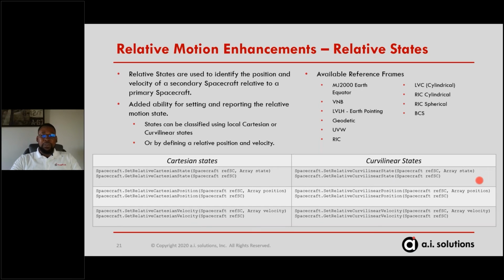As a note though, if you wanted to report the position and velocity for the body coordinate system, you can only use those methods. The curvilinear state will not actually take a body coordinate system as an input argument, nor will the velocity, just because again you're referencing it to your spacecraft's body coordinate system.